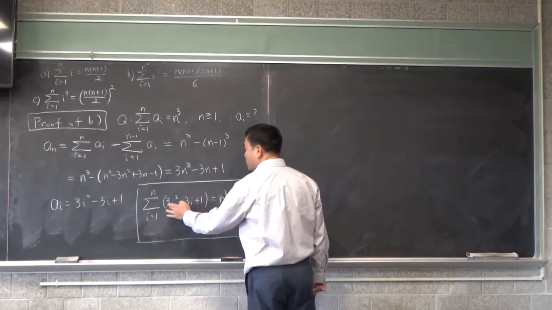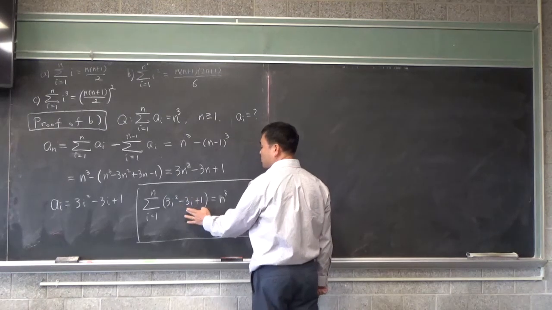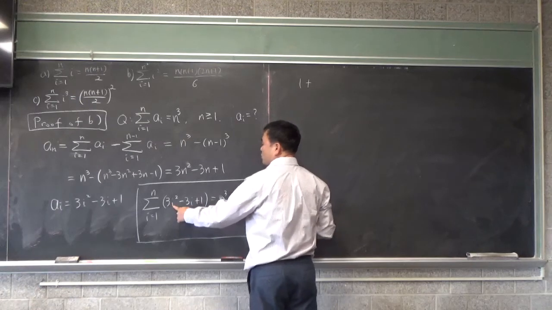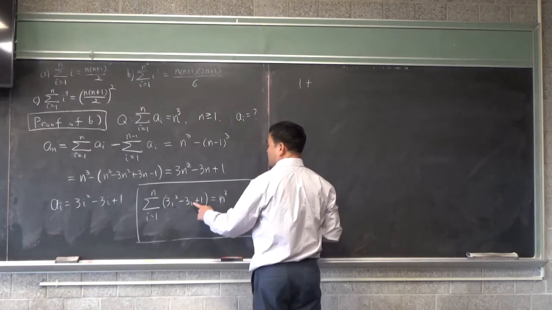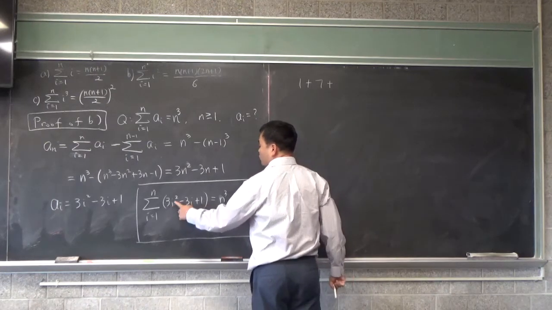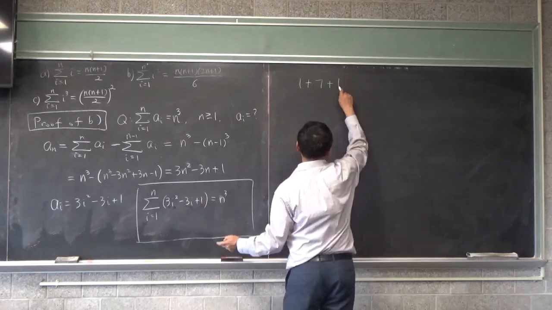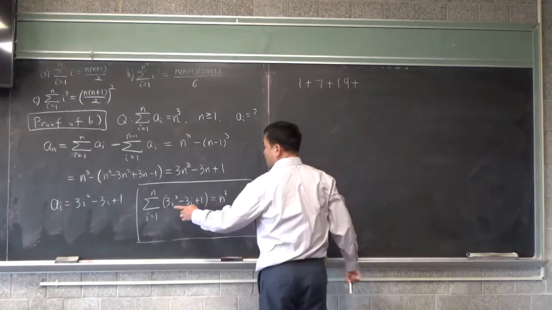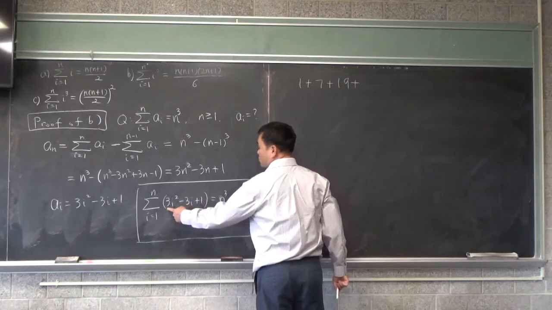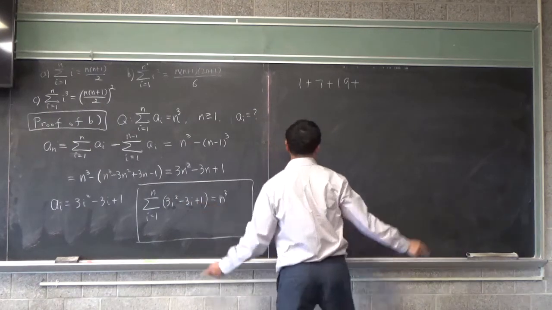Okay, so if you plug in 1, 3 times 1 squared minus 3 times 1 is 3 minus 3, so you just get 1. If you plug in 2, 2 squared is 4, 4 times 3 is 12, minus 6 plus 1 is 7. If you plug in 3, 3 squared times 3 is 27, minus 9 is 18, 18 plus 1 is 19. Let's just do one more. If you plug in 4, 4 squared is 16, 16 times 3 is 48, minus 12 is 36, 36 plus 1 is 37.